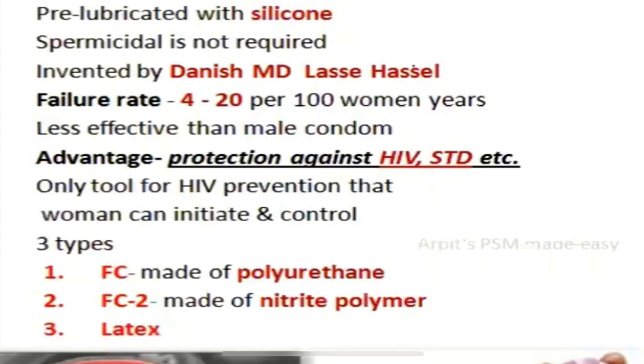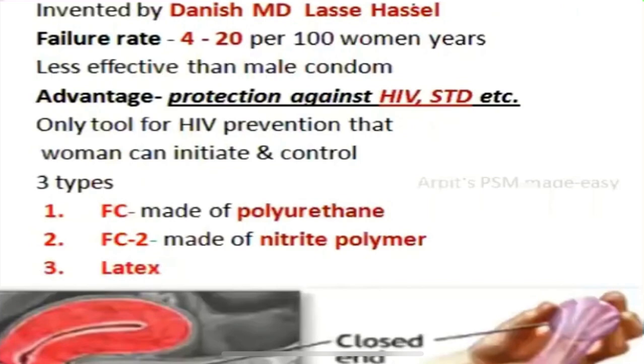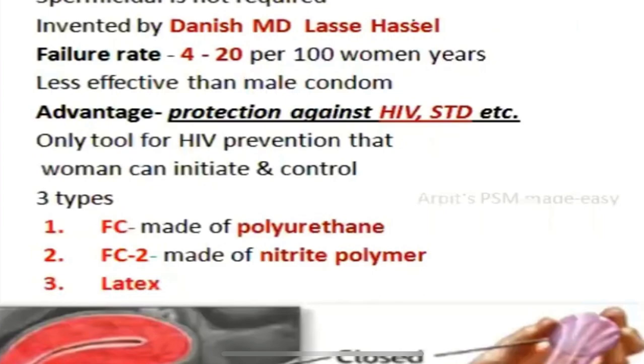So we see that the female condoms are pre-lubricated with silicone. Hence, a spermicidal jelly is not needed. We don't have to use an additional spermicidal jelly because the female condoms are manufactured in such a way that they are already lubricated with silicone. It was invented by Danish MD Lasse Hassel. Okay, not a very important invention.